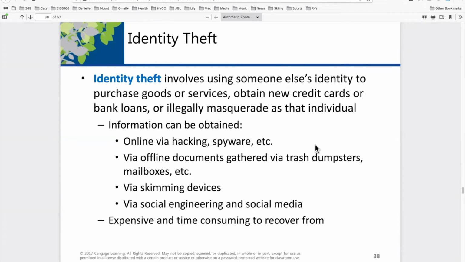Okay, and I gave this example previously, but again, you lose your password to your online bank account. You call into the bank, and they ask you a series of questions. What street did you grow up on? What high school did you go to?